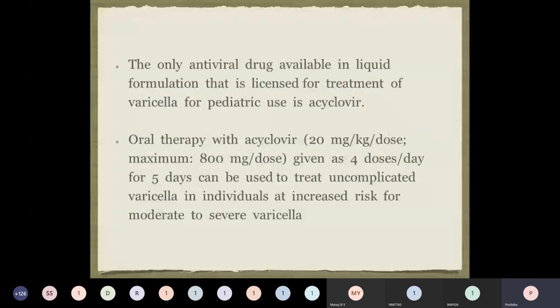The only antiviral drug in a liquid formulation that is licensed for the treatment of varicella for pediatric use is acyclovir. So how should we give it? It's 20 mg per kg per dose, with a maximum of 800 mg per dose, given in 4 doses per day for about 5 days, and can be used in the treatment of uncomplicated varicella in individuals who are at increased risk for moderate to severe varicella.